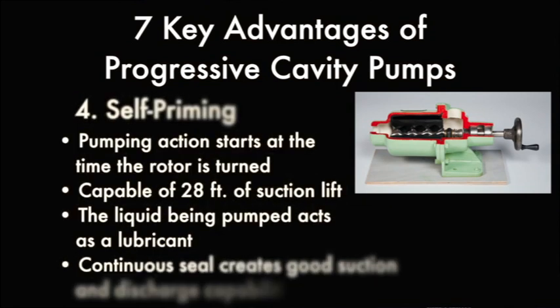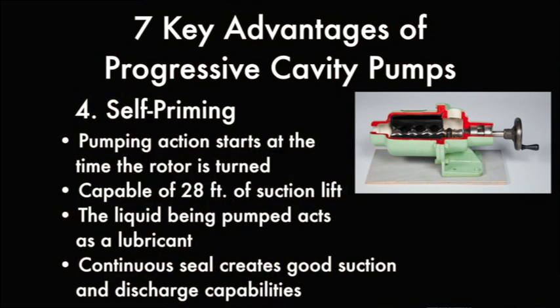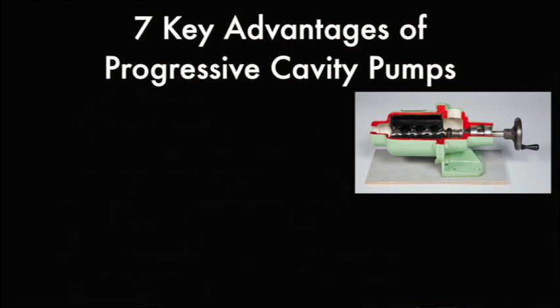The fourth key advantage would be the self-priming. Pumping action starts at the time the rotor is turned and is capable of 28 feet of suction lift based on water in an appropriate installation. The liquid being pumped acts as a lubricant between the rotor and stator and forms a continuous seal to create good suction and discharge capabilities.